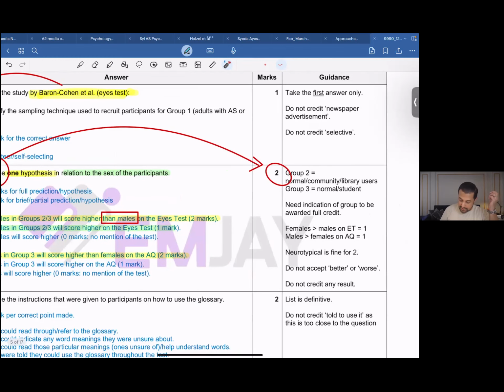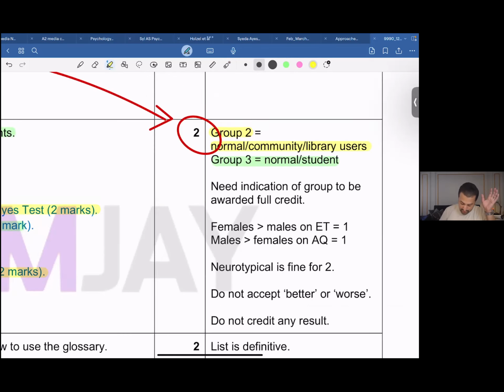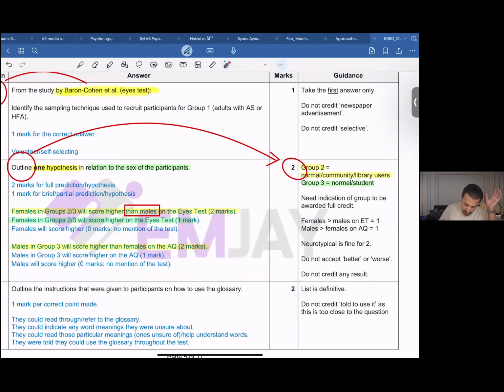So let's have a look at the guidance real quick. The guidance over here says group 2, that is normal community library users, and group 3 was normal students from the Cambridge University, if you remember. So there's a need for an indication of group to be awarded full credit. So you need to write down, you see over here you've mentioned group 2 or 3, over here you've mentioned group 3. Okay, need indication of groups to be awarded full credit.